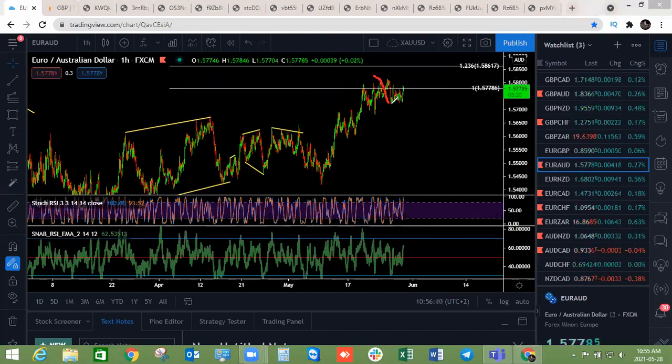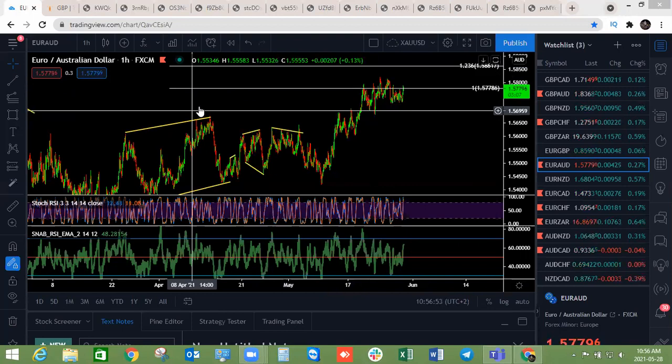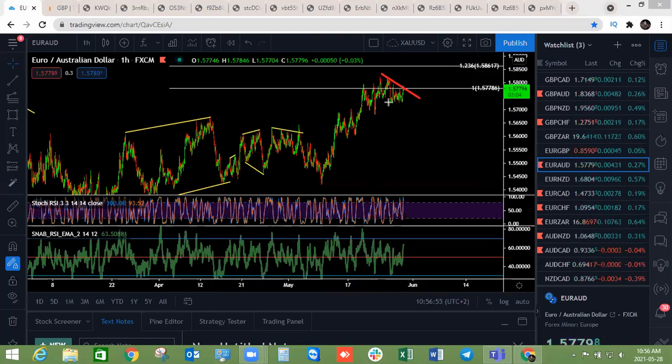So we've got 3 waves down here. We've got 3 waves up here. So we may see this one coming down. We're expecting this one to come down, but we're going to have to watch this first. We're actually expecting this on Euro Aussie, but this is corrective. So we're going to watch this corrective structure here.